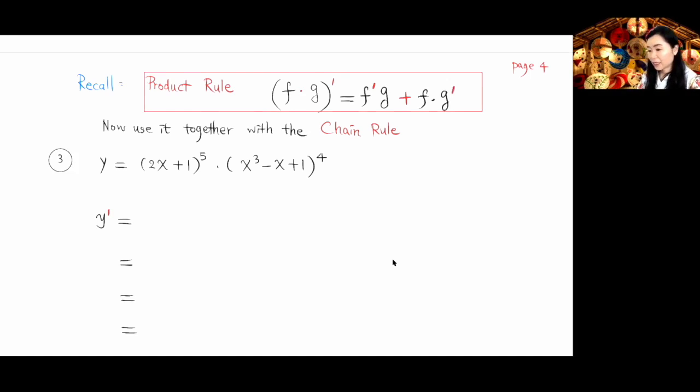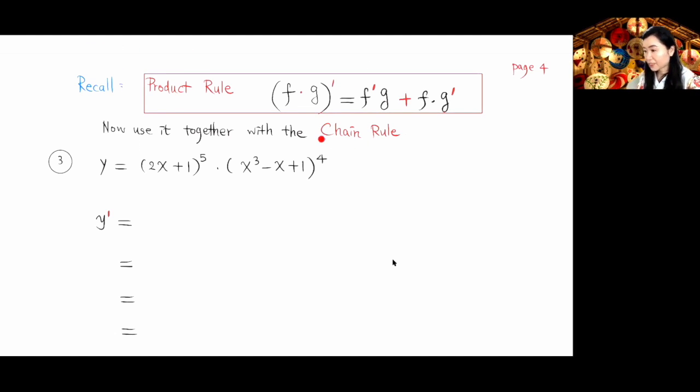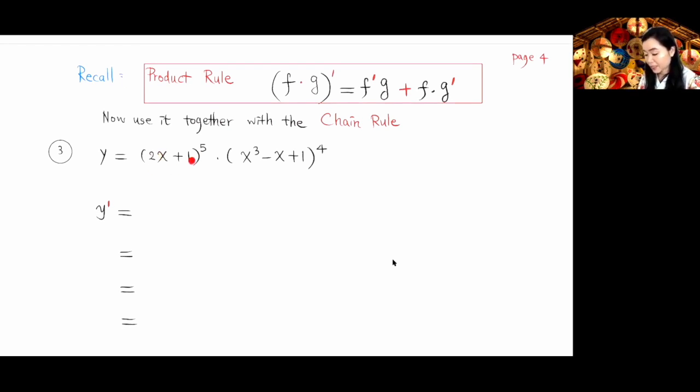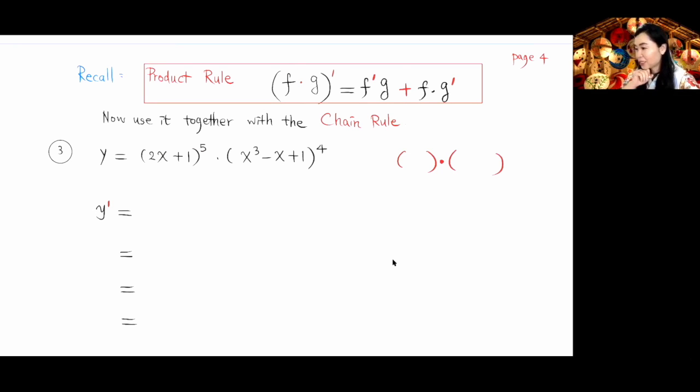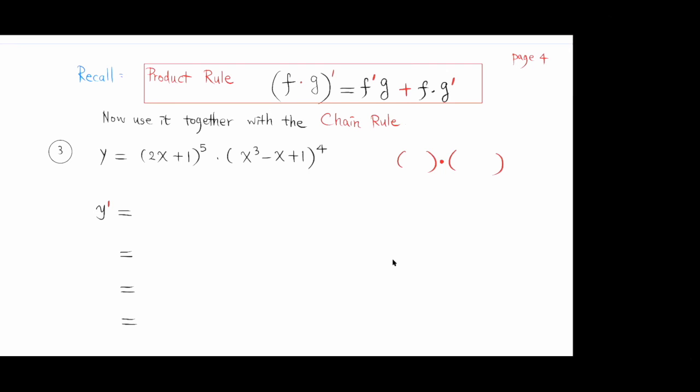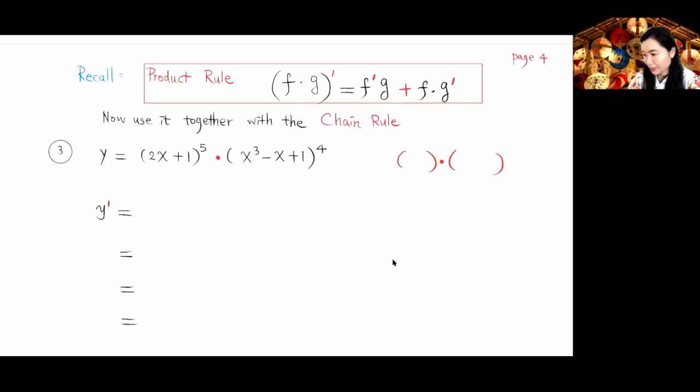Okay. Now we're going to use it together with the chain rule. Now over here, first, it is a product, this one with this one. Do we use the product rule first or do we use the chain rule first? Which one do you think we should use first? Product rule first or chain rule? Product first. Product rule first because it's a product. Okay, so it's important. It's a product, so we'll use the product rule first.